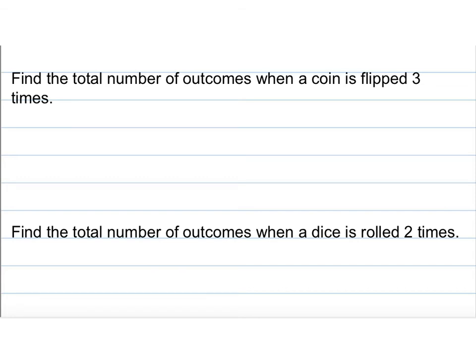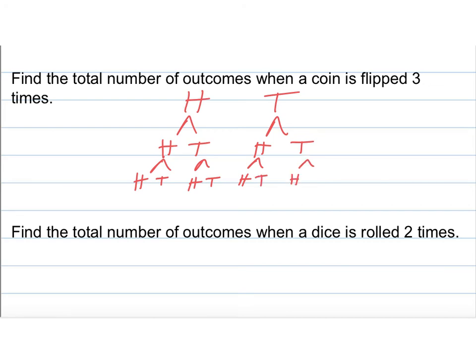So we're flipping a coin 3 times. When you flip it the first time, you could get heads or tails. When you flip the coin a second time, you could get heads or tails. If you flip tails the first time, when you flip it the second time, you could get heads or tails. If you flipped heads the first time and heads on the second time, the third time you could get heads or tails. Same thing, if you did heads, tails, you could get heads or tails. And same thing here. So total outcomes: 1, 2, 3, 4, 5, 6, 7, 8. So 8 outcomes.